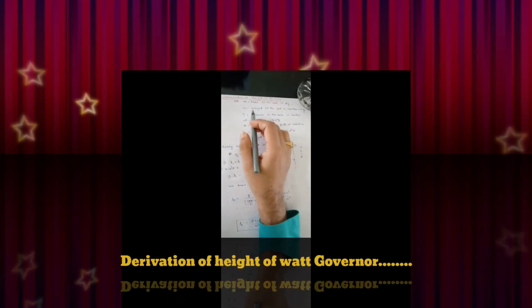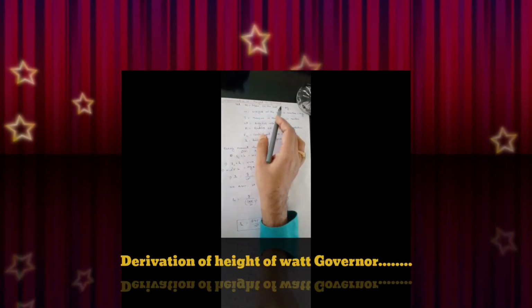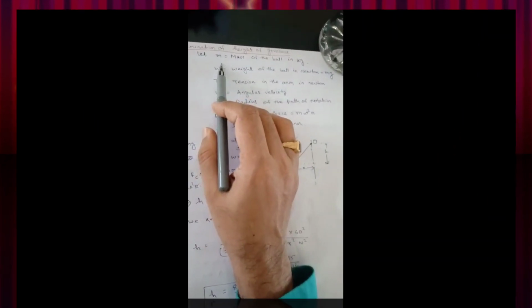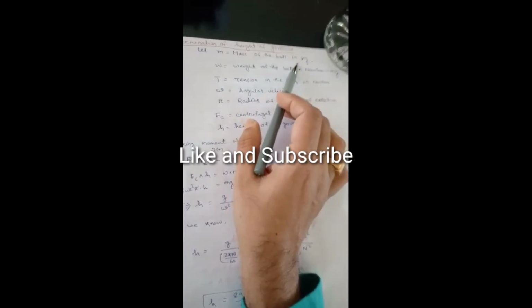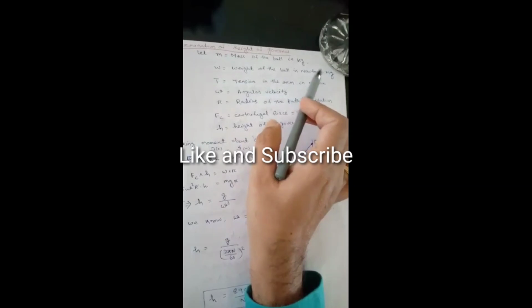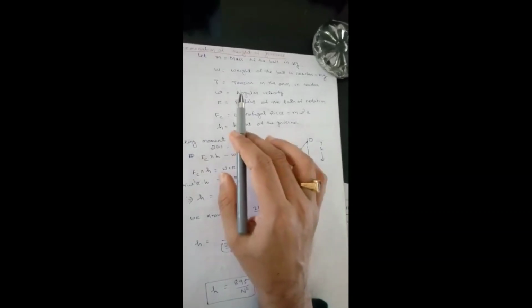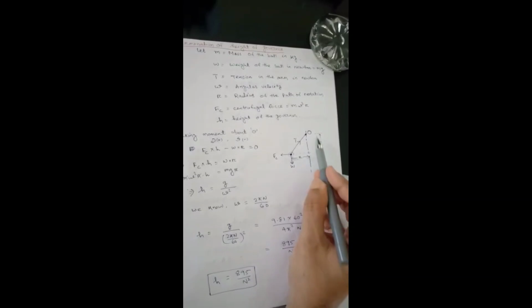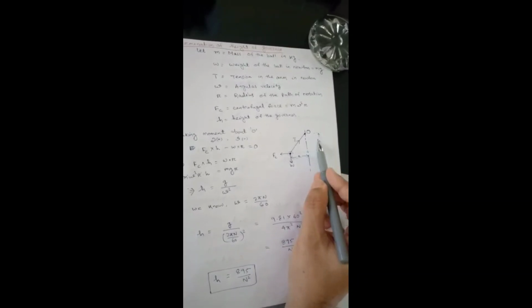Let us formulate the height of the Watt governor. So for this, let us consider m is the mass of the ball, in kg. W is the weight of the ball, that is m into g. T is the tension in the arm. Omega is the angular velocity. R is the radius of the path of rotation, the distance from the ball to the spindle axis. And H is the height of this governor, we have to find out this H.